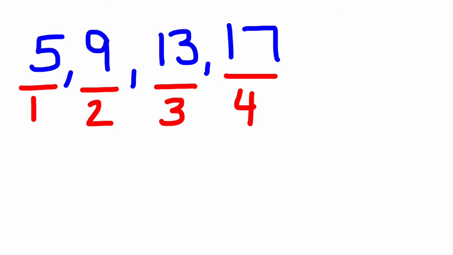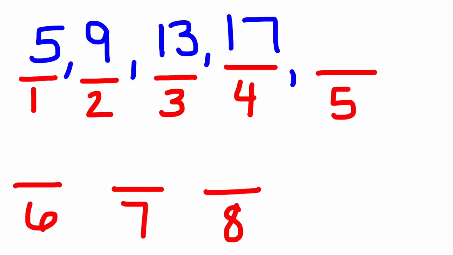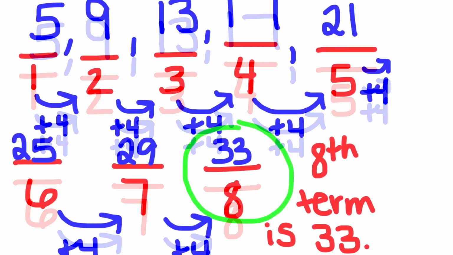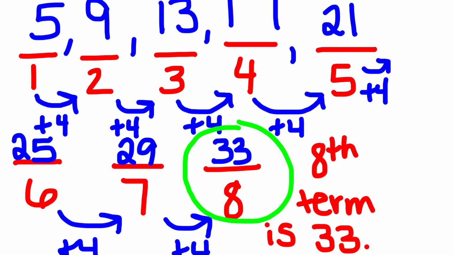To set up my problem, I wrote the numbers 5, 9, 13, and 17, and the terms below it. So 5 was my first term, 9 is my second term, 13 is my third term, 17 is my fourth term. Then I filled in 5, 6, 7, and 8, because those are the terms I need to figure out. I then noticed that my terms were going up, meaning the numbers were getting bigger, so I knew I needed to add or multiply. I found the rule was add 4. So I then continued the pattern until I got to the 8th term. So my 8th term is 33.